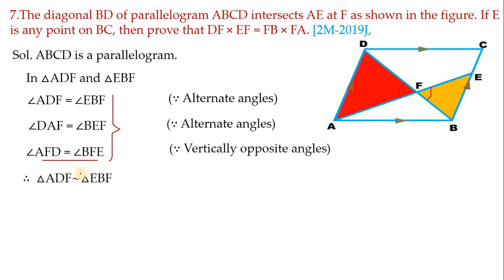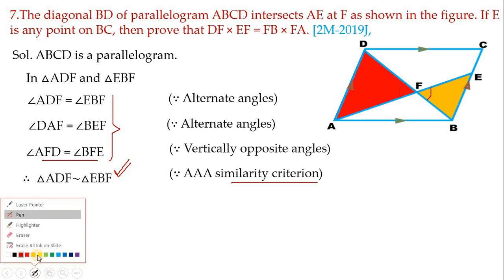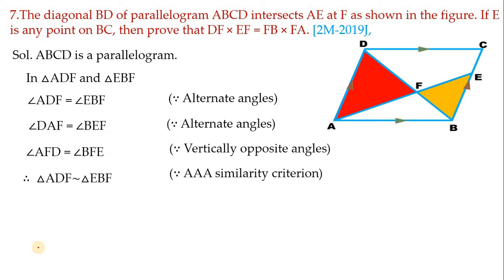Hence, under the AA similarity criterion, these two triangles are what? Similar. So, by the AA similarity criterion, these two triangles are similar. Next, when triangles are similar, all their corresponding sides are in the same ratio. So, which is helpful for us? You write that. So, let me take this one: AF by EF and DF by FB. Let me write like this.